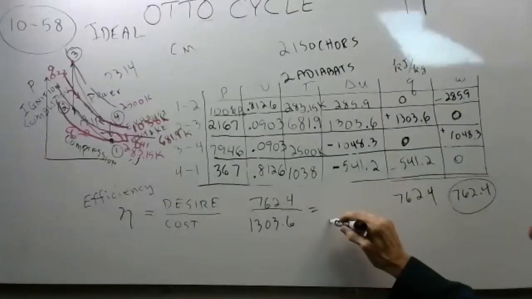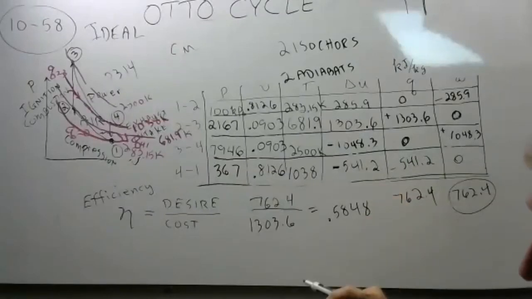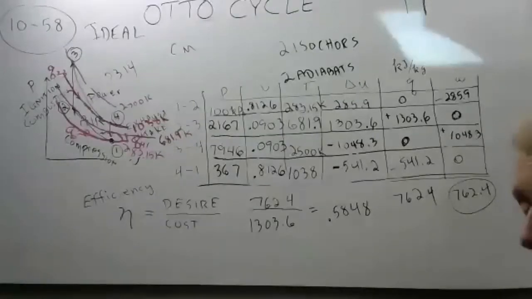I'm getting 0.5848. Is that what I got when I did this before? Let me look and see. 0.5848. I can't read my own writing. That's the problem. I don't see it here. Yeah, there it is, 0.58. Yeah, that's it, guys. Yay, we did that.